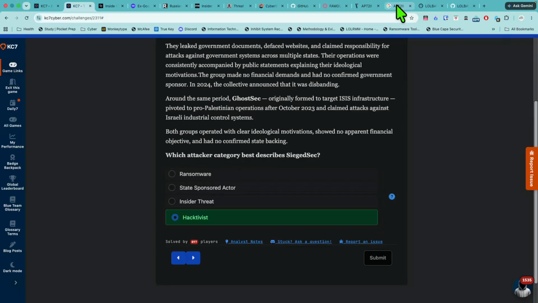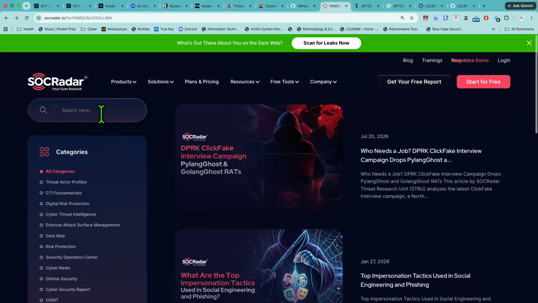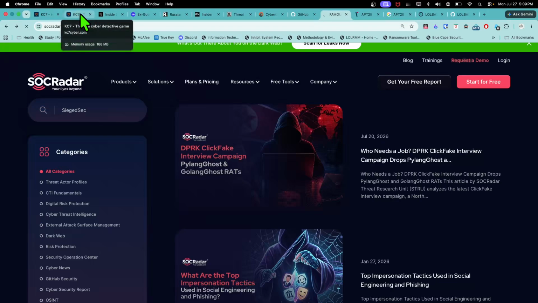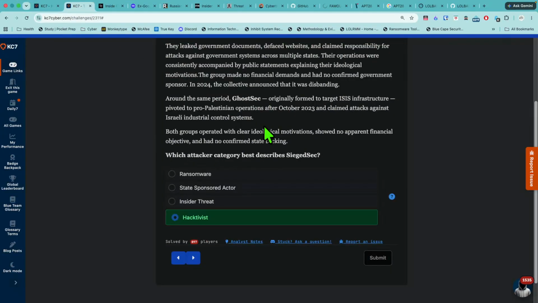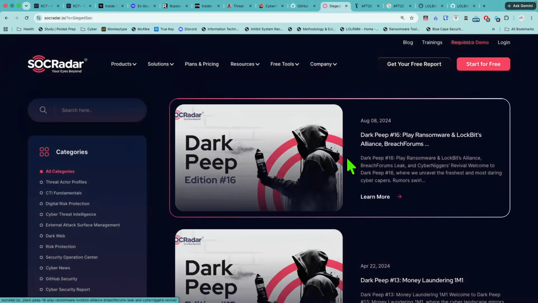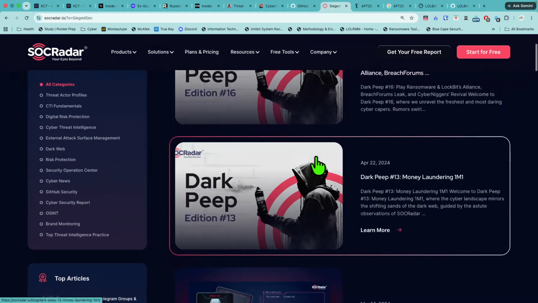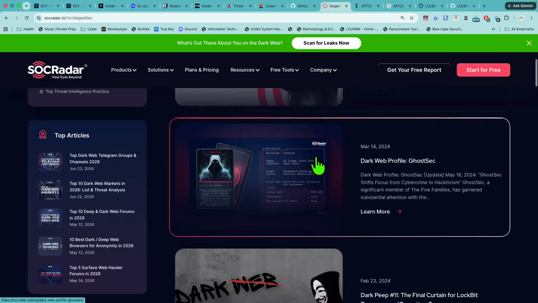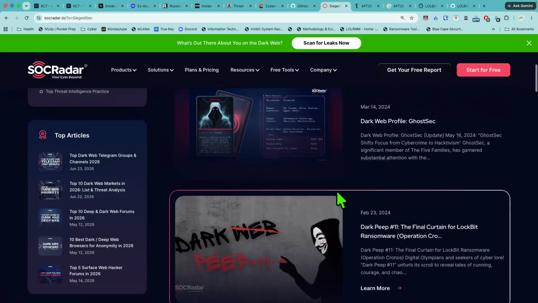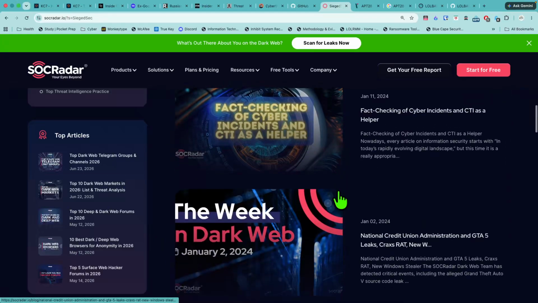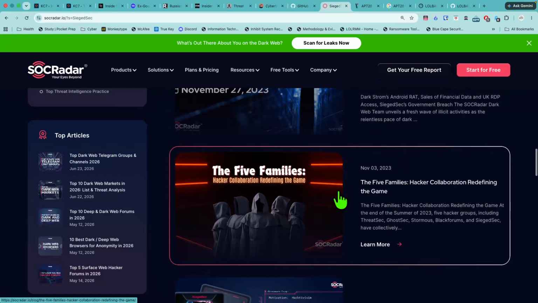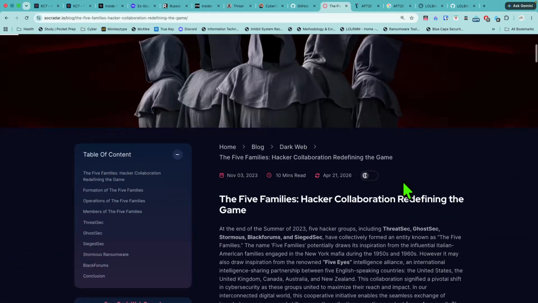Nice. Cool. And if we use this, let's see if we can find SledgeSec. Hopefully I spelled that right. I did. Nice. Alright, here we go. SledgeSec, money laundering, cybercriminals, ships. GhostSec, 5 families, and much, much more. Alright, like I said, highly recommend understanding. Oh, here we go. 5 hacker groups and 5 families. Hacker collaboration regarding defining the game.